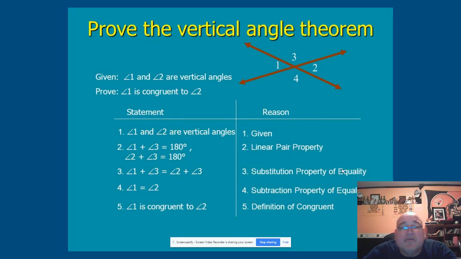Here's the formal proof. Given that 1 and 2 are vertical angles, well, remember, 1 and 3 are a linear pair, which means they have to add up to 180. But so are 2 and 3. So if we did a little substitution, 1 plus 3 has to equal 2 plus 3 because they both equal 180. Then if we take off angle 3 from both sides, we get that angle 1 is equal to angle 2. And thus we've proven that angle 1 is congruent to angle 2 because that's what congruent angles are. They're equal in measure.